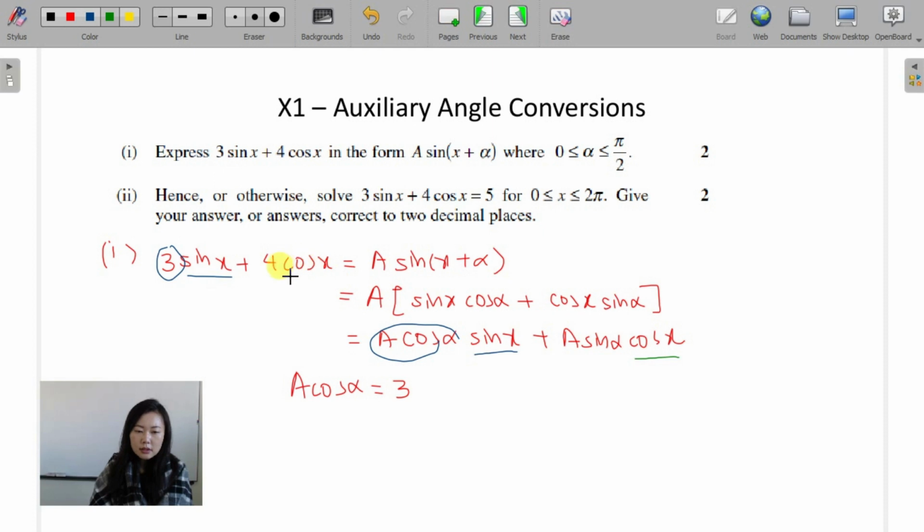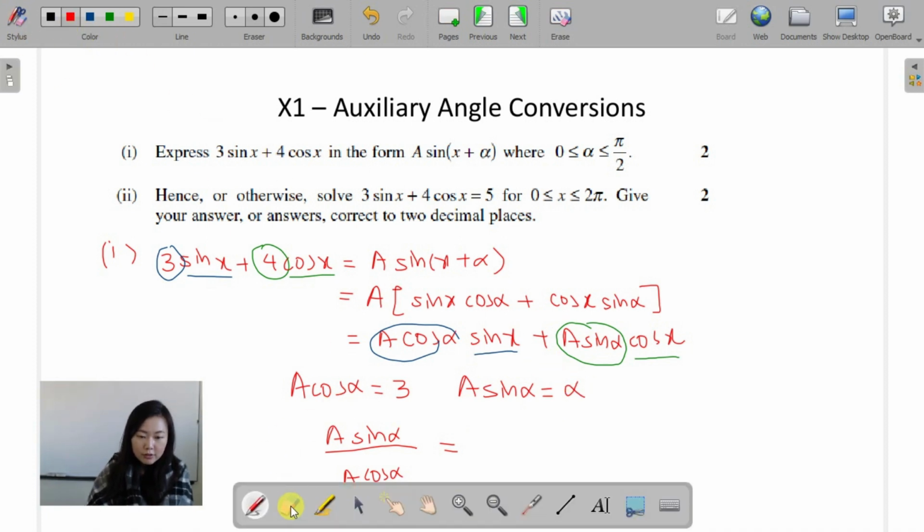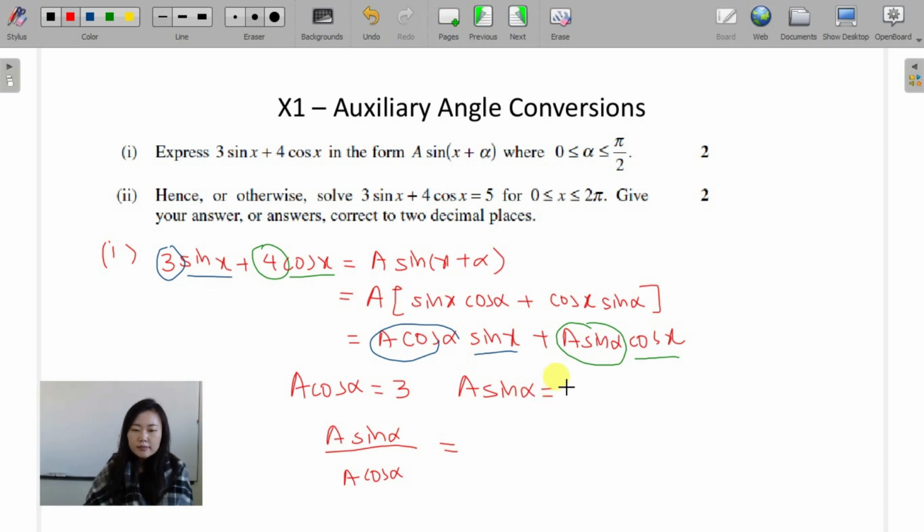So same thing on the other one. Cos x, A sin alpha is 4. And then you put that over that. Oops, I just realized I wrote that wrong. So the A cancels, so sine on cos is tan.